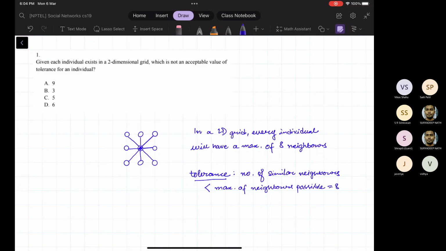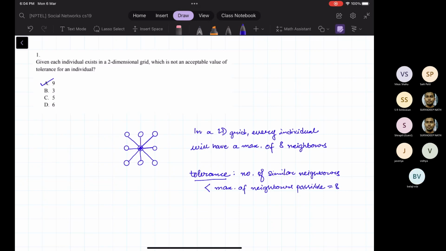So out of these 4 options, 9, 3, 5, and 6, 9 cannot be possible because it's greater than 8. The other 3 can be possible. Since we do not know anything about the similarity in the grid, we cannot comment whether 3, 5, or 6 is right or wrong, but we can tell for sure that 9 cannot be an acceptable value of tolerance. So the right answer for this question is option A.